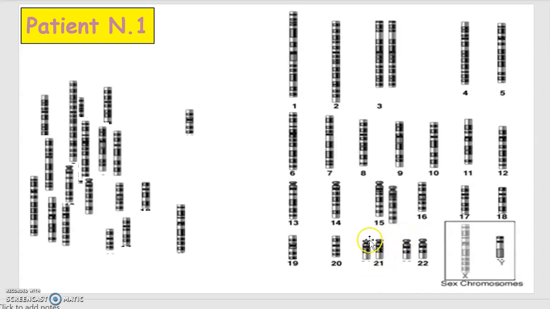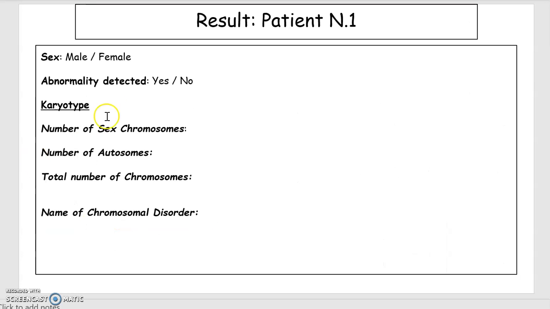Let's say they got an extra in the 21st. Then they don't have 46 chromosomes, they have 47. Well, 47 minus your 2 would mean you would have 45, okay? So you can either physically count them or you can figure it out using math. But your sex chromosomes plus your autosomes should equal your total number of chromosomes. And then you're going to look at your notes that we did on chromosomal abnormalities and tell me what is the name of this disorder that they have based on where their extra chromosomes are or where they're missing chromosomes, or there may be none.